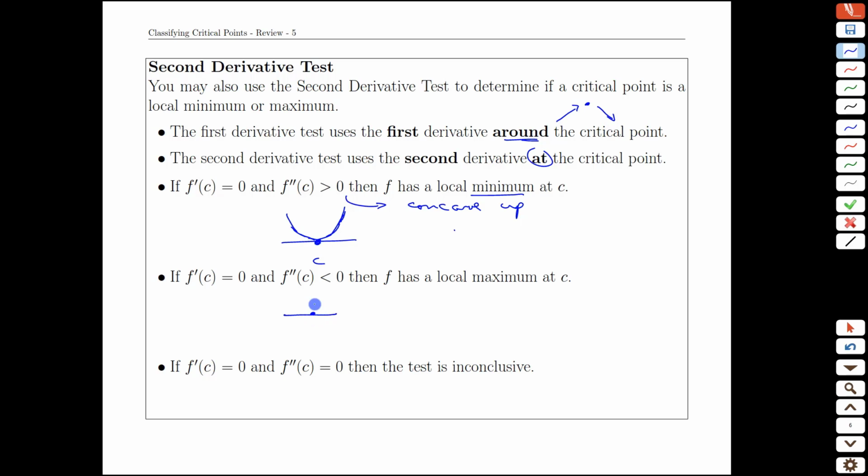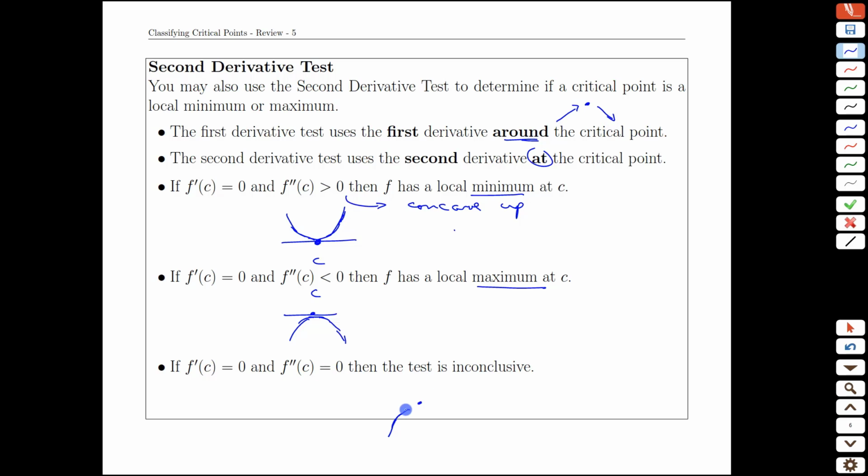The same thing applies if we know we have a critical point at the point C, and we're also told that the graph is concave down. Then from the shape, we must have a local maximum at that point. And then there's the ambiguous case. If the second derivative is not strictly positive or negative, then we really can't tell. We need more information.